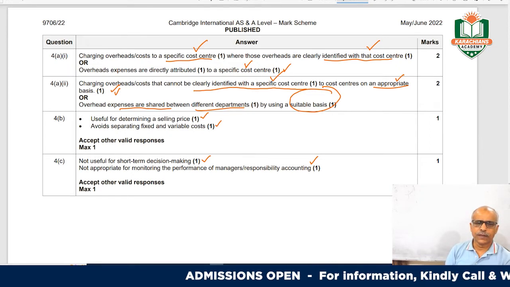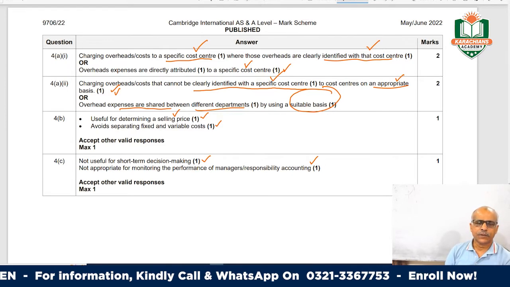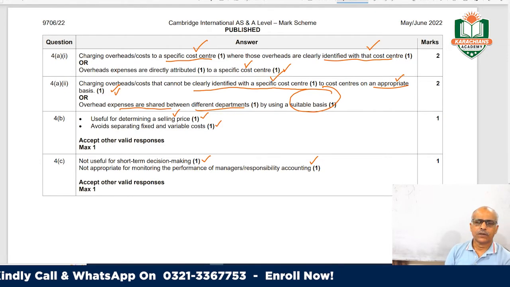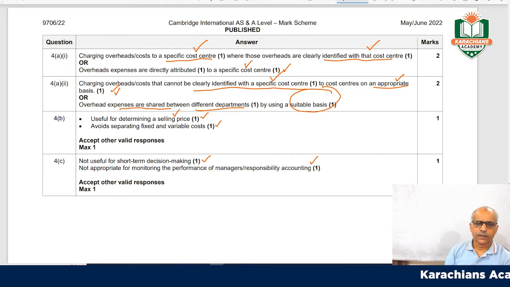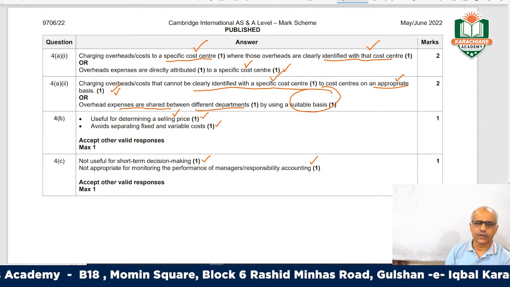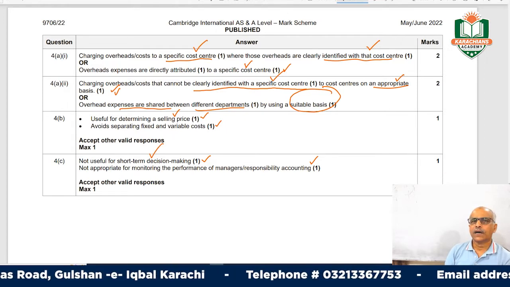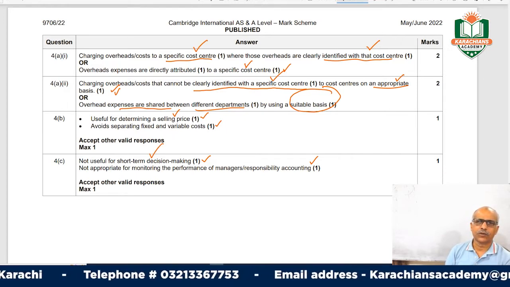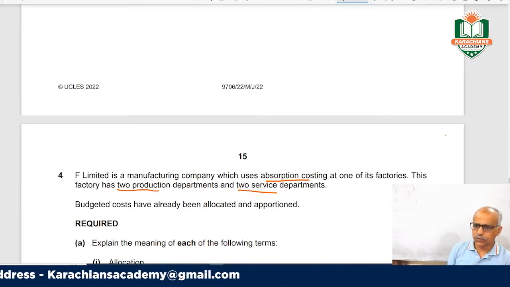And the usefulness is that it is useful in selling price determination, and also if you want to submit a quotation against some order, that also helps you there. It avoids separating fixed and variable cost; here you do not have to split cost into fixed and variable portions. The limitation is that in short term decision making this is not viable and not feasible for you. So move on to the main question. So what is it?